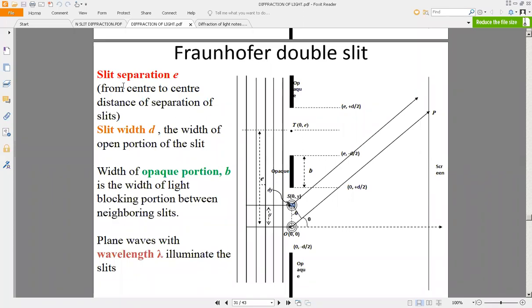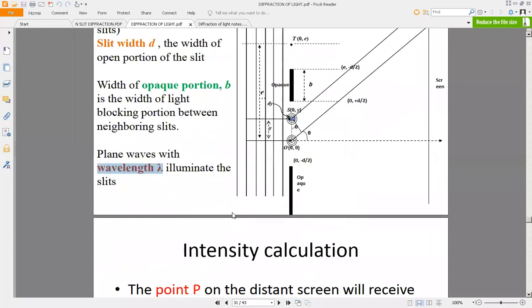Whatever I have mentioned right now, I have pointed out in these slides. So slit separation is E from center to center. Slit width is D. Opaque portion width is D. And the wavelength of incident light is lambda. From the left hand side, you can see these lines. These lines are the plane wave fronts. The plane waves coming from infinity, right? They have a monochromatic wavelength of lambda. Now when they collimate this, what is going to happen is what we are going to see in the next slide. Whatever I have explained in the previous slide, I have tried to put in words here. It's not a new slide.